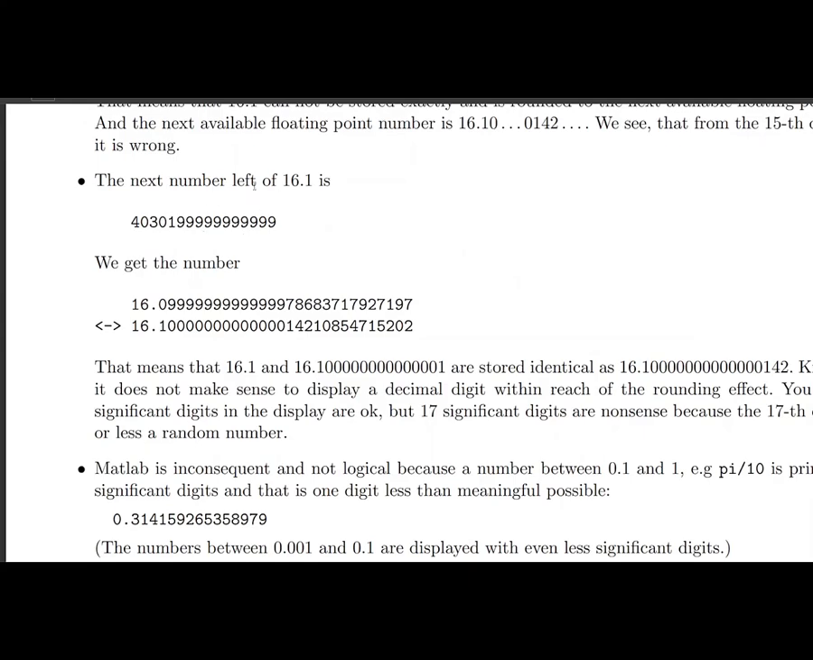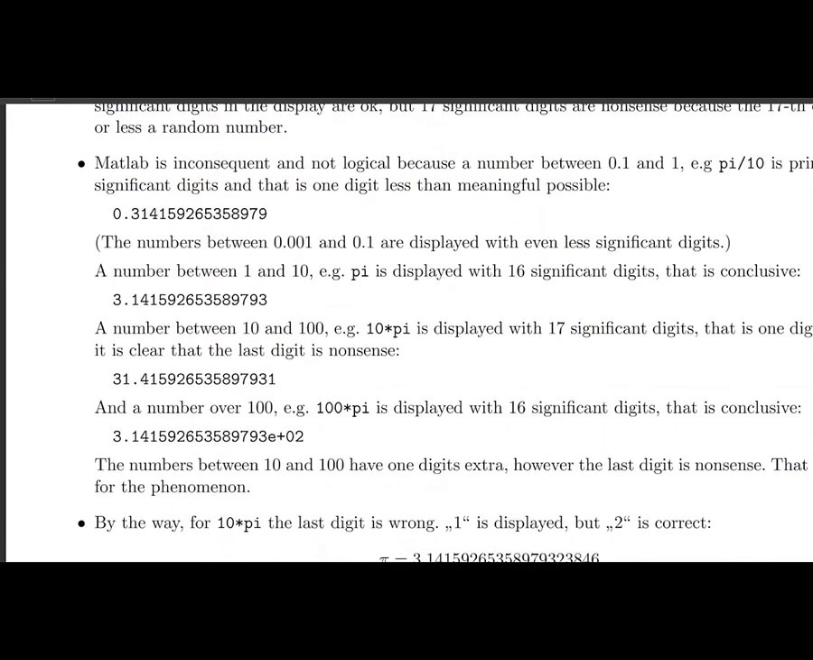Then we can find out what is the number left to this one, and then we know, okay, 16.1 will store to that number because it's more close. Okay, this is the analysis. And then very interesting, pi.